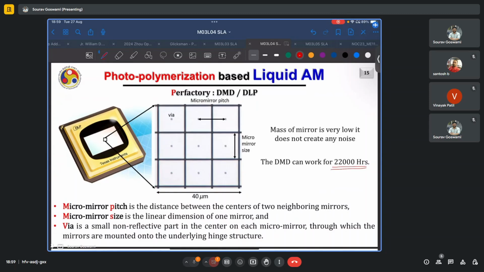In this case, the micromirror pitch is the center to center distance between the centers of adjacent micromirrors. For a square array, it will be equal along all directions. However, for rectangular arrays, it might be different, or will change axially. The micromirror size is the linear dimension of one mirror, and the via is a small non-reflecting part in the center of each micromirror through which this mirror is mounted onto the underlying hinge structure.